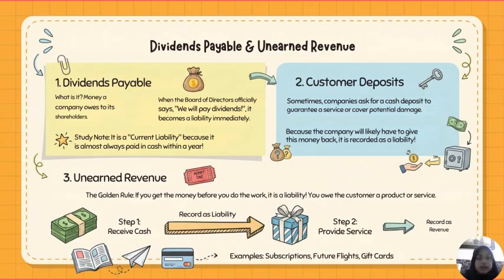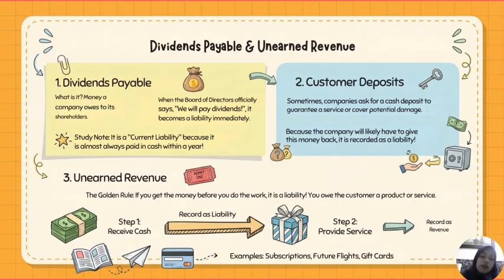So the first one is dividends payable. What is this? Simply put, it is the money that a company owes to the shareholders. When does it become a liability? It becomes a liability immediately after the board of directors officially announces that they will pay a dividend. An important study note here: dividends payable is classified as a current liability. Why? Because the company usually pays this amount in cash within a single year.